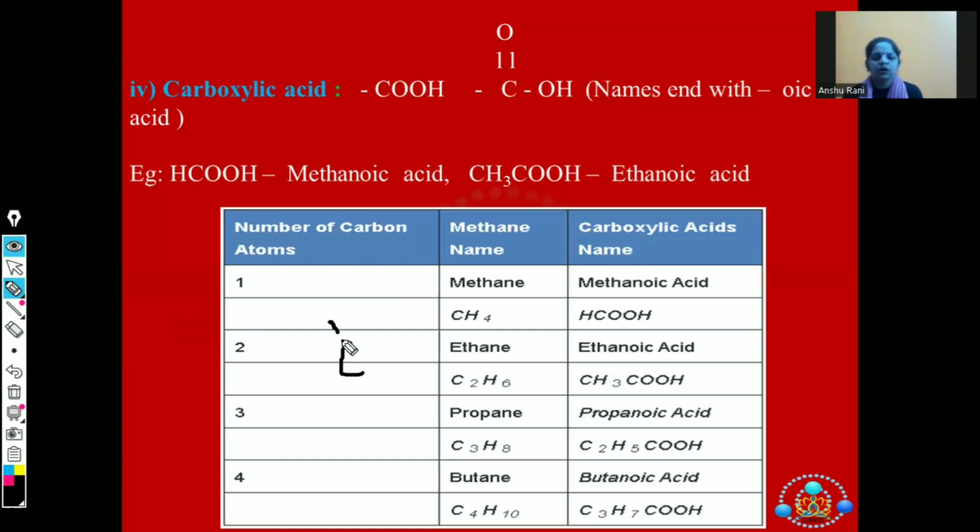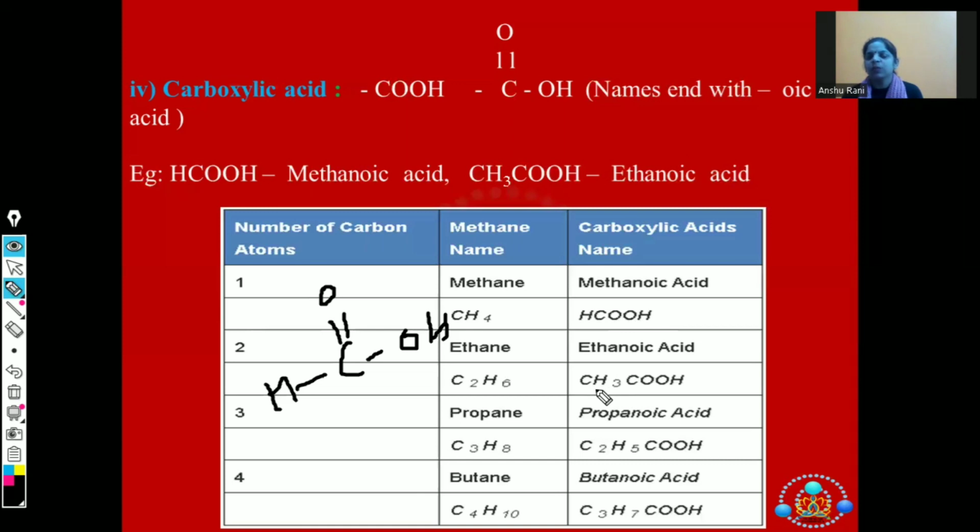Omit two hydrogen atoms. In place of that, add one oxygen. And one oxygen is added with this H. So it would be HC double bond OH. It is HCOOH. Its name is ending with oic acid. It is meth plus ane plus oic acid, methanoic acid. Methanoic acid is having common name formic acid.